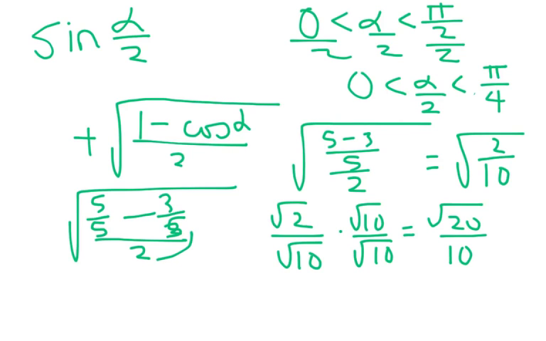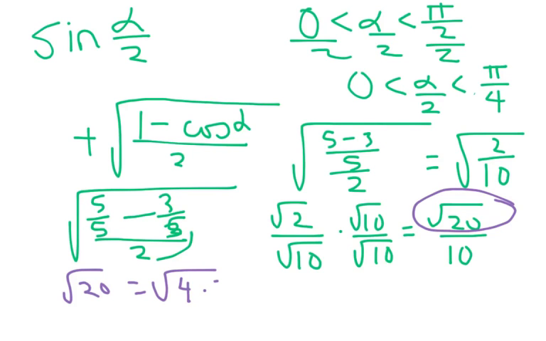No more radical in the denominator, but we still have this issue here. And we know that square root of 20 is the same as square root of 4 times 5. And the square root of 4 is 2, so we pull that out. And then when we simplify, 2 goes into 10 5 times. We get root 5 over 5.